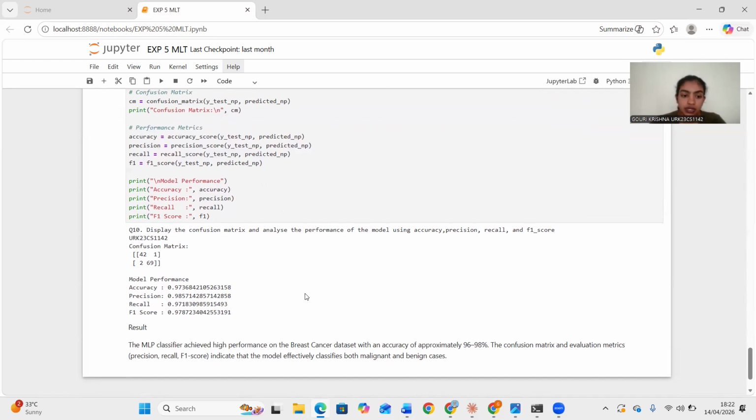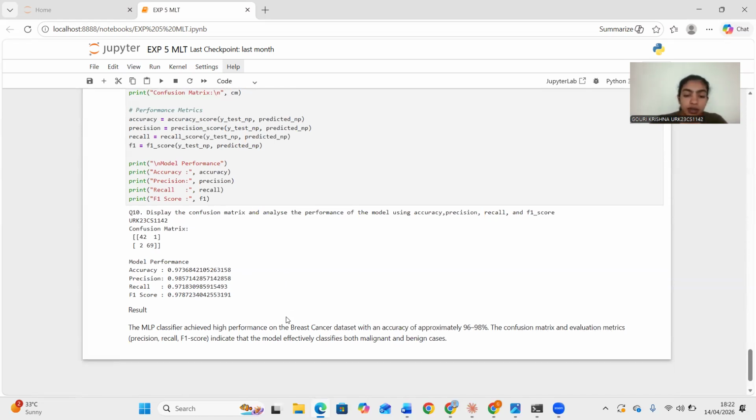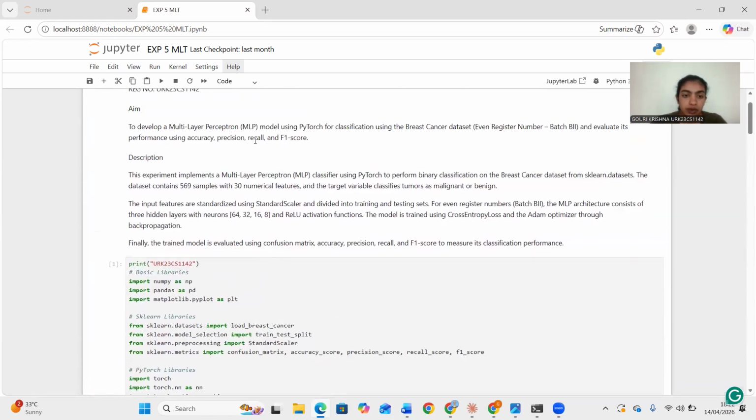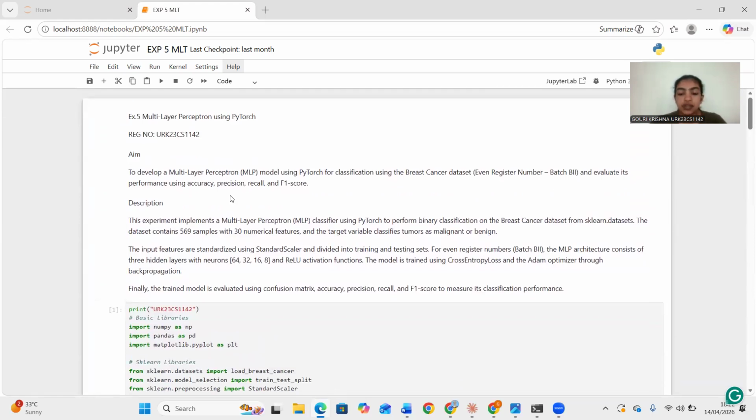You can see accuracy, precision, recall, and F1 score. Accuracy means the overall correctness, and precision tells us the correct positive predictions. Recall means its ability to find all the positive values. F1 score is the balance between precision and recall, basically the harmonic mean between the two. These metrics help us understand how well the model performs. So these are all about the fifth experiment in NLT. We can say that the MLP model achieved high accuracy on this dataset.